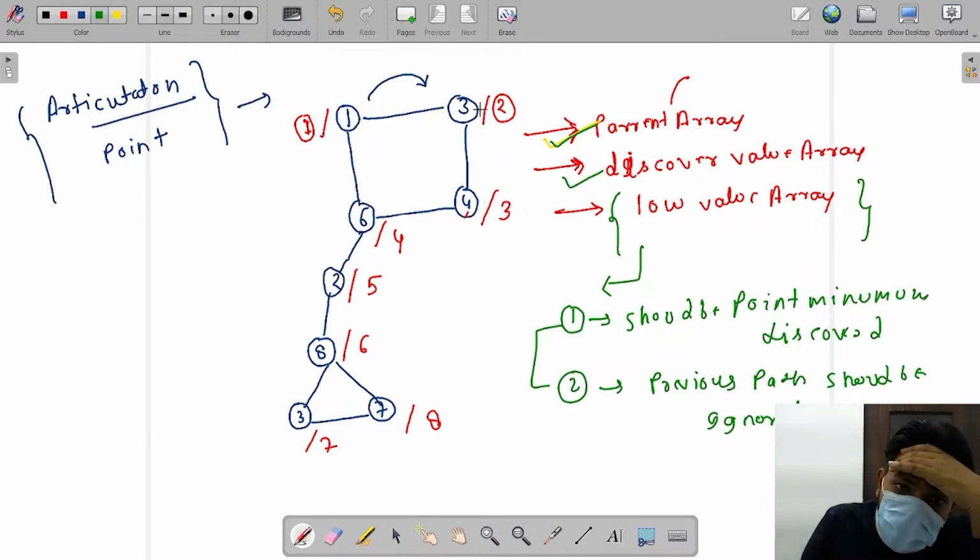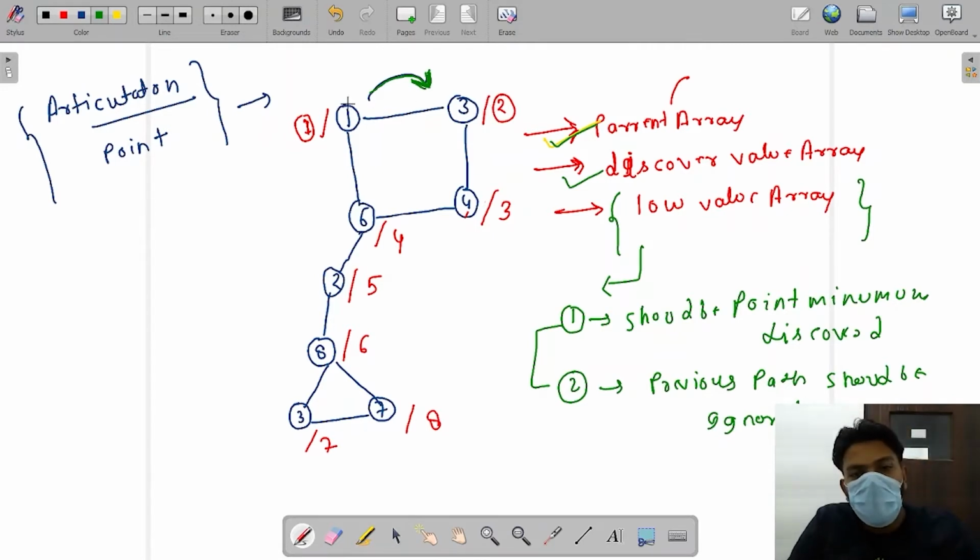Okay. And here also, initially the discovered value of this state. But the previous path should be ignored. So this path should be ignored. This path should be ignored. This path should be ignored. And here also this path should be ignored. So at this stage 3 will point to itself, because this path is ignored, then the minimum value is its own discovered value. So 1 points to itself.